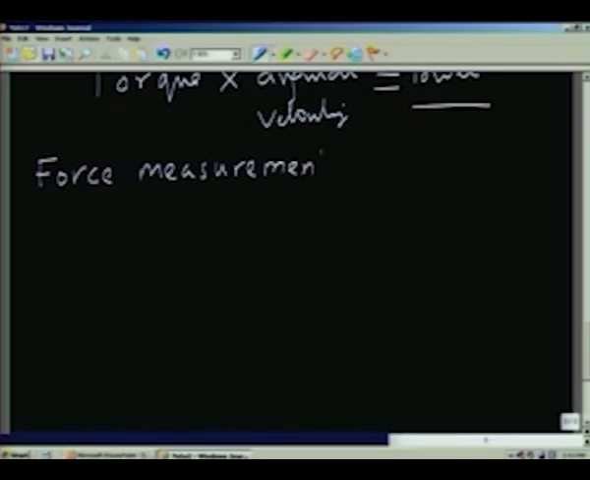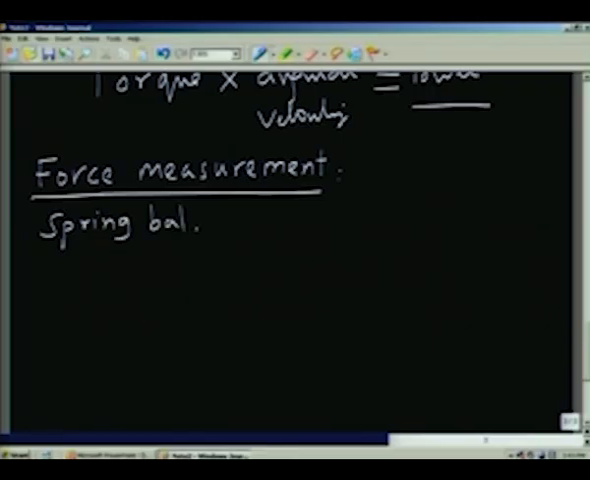Using simple methods, and then we will go on to force transducers and so on. We will discuss some of the issues. For example, I talked about a spring balance, if you take for example. So, this is very commonly used.